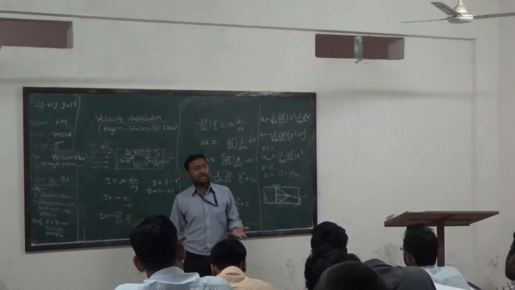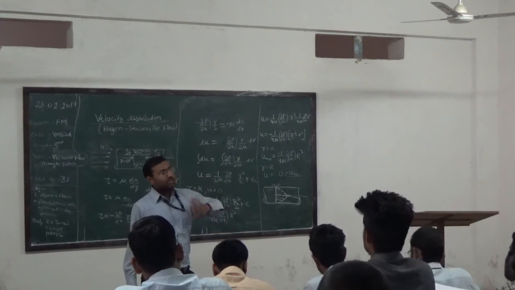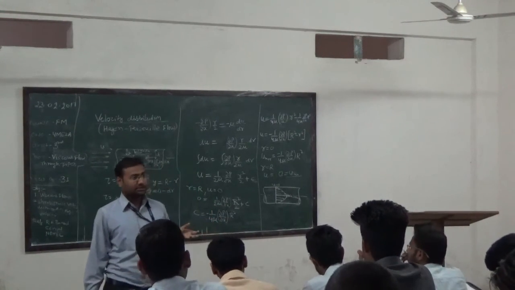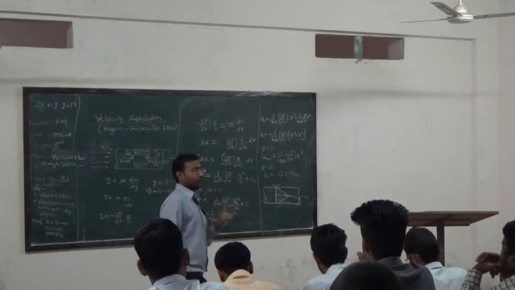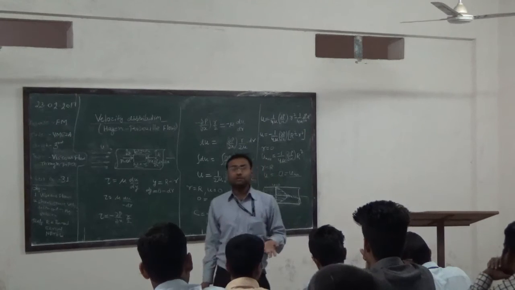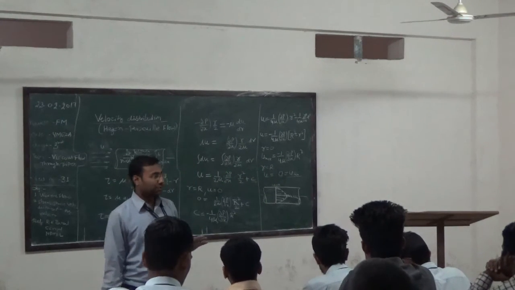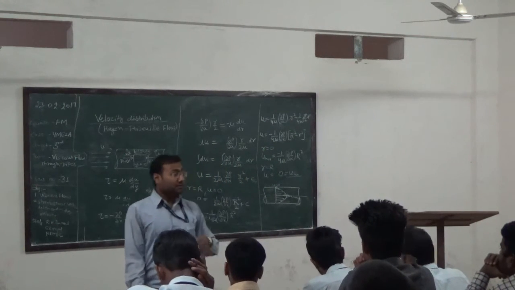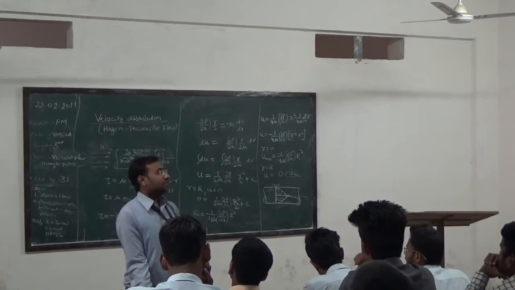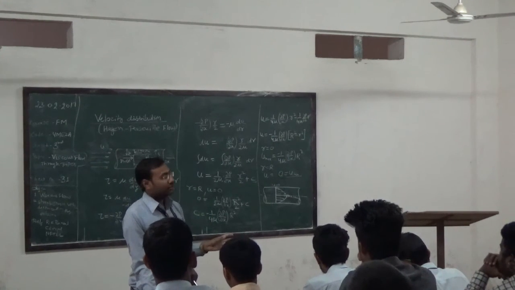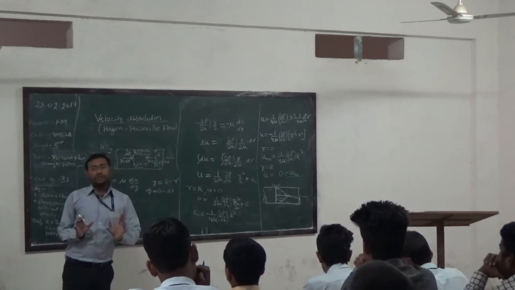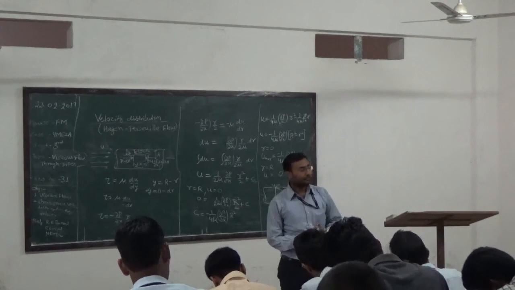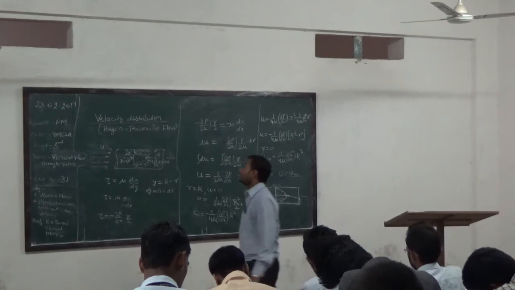But if I want to calculate the net velocity for the whole pipe, then it must be an average velocity. So we need to calculate the value of average velocity now. The velocity distribution pattern we have determined, but if you want to calculate the total flow characteristics, then there must be an average velocity. So our next topic will be the average velocity inside a pipe.